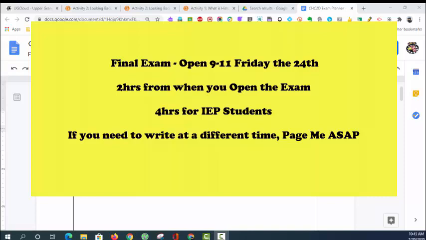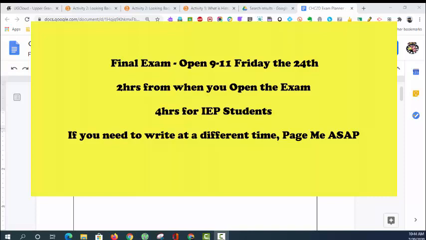The second point being, if you have an IEP, you get up to double the amount of time for the exam, which means you can have up to 4 hours to write your exam. This, I already know, and I can check this myself, so you do not have to send me a pager message. It will just automatically be entered into your special instructions for Friday. Again, please send me a pager message as soon as possible if you cannot write the exam between 9 and 11 on Friday, or if you need to write it on an earlier day this week.